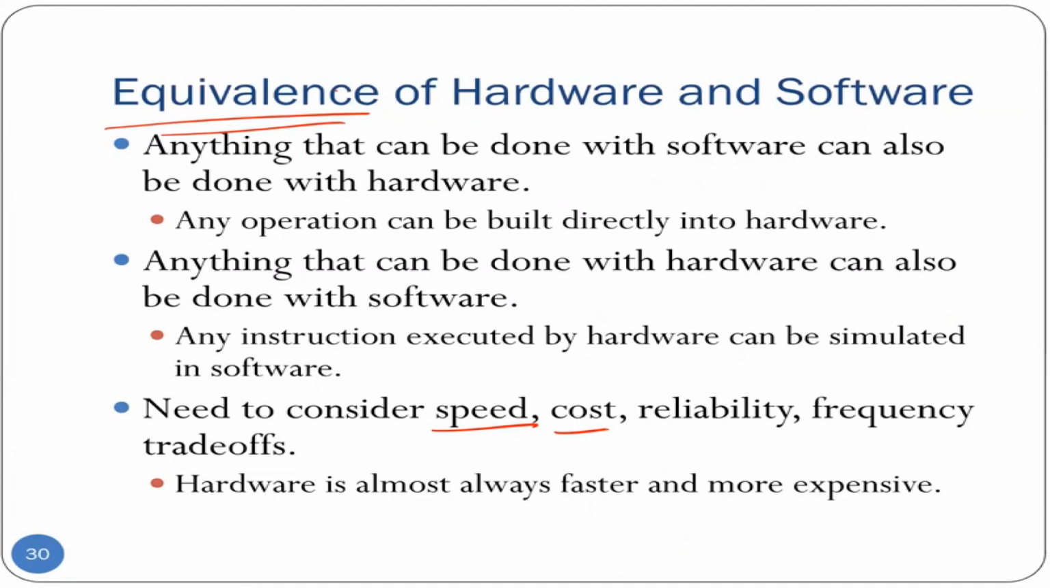Okay, so typically this decision is almost always done based on speed and cost. For faster implementation, use the hardware, but you will pay the price, you will pay more. For cheaper implementation, use the software, but then it would be slower. Okay, so this is how it is decided.